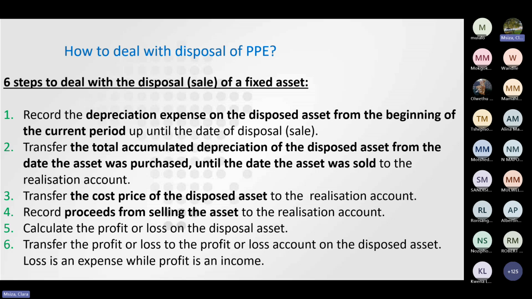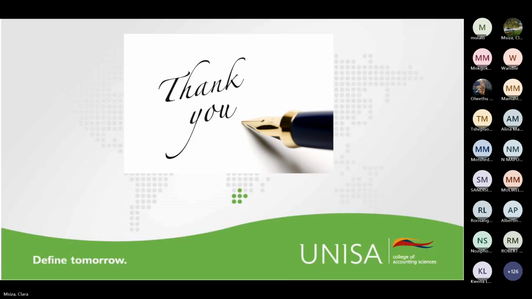We are trying to remove this asset from our books altogether. Then you're going to also transfer the cost price of the disposed asset to the realization account. Record the proceeds from selling the asset to the realization account. Then you will calculate your profit and loss. This we have discussed as well.